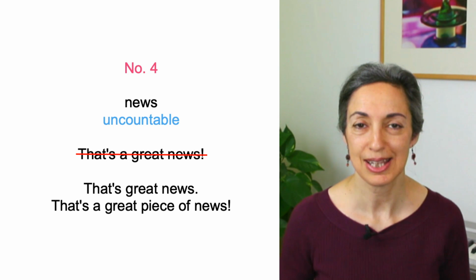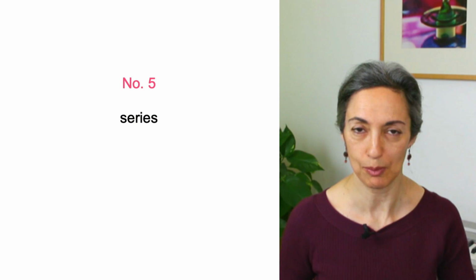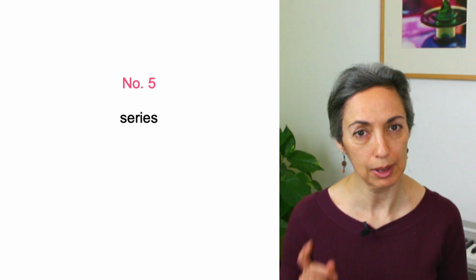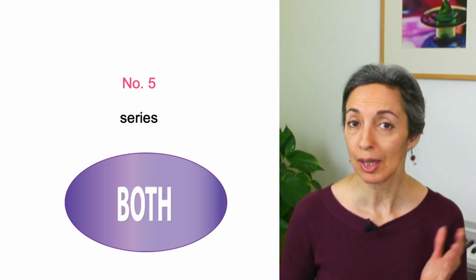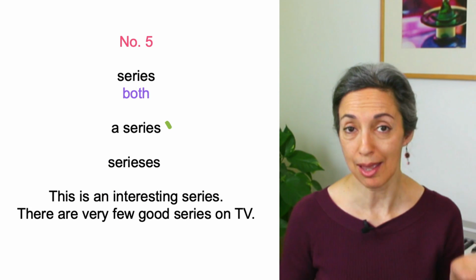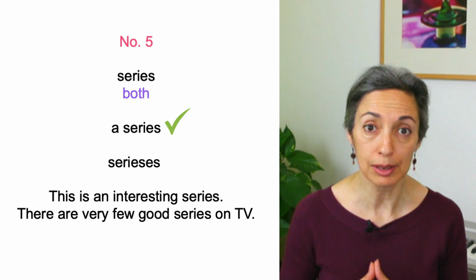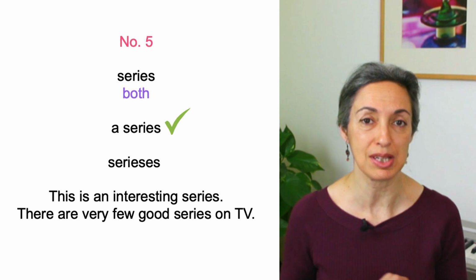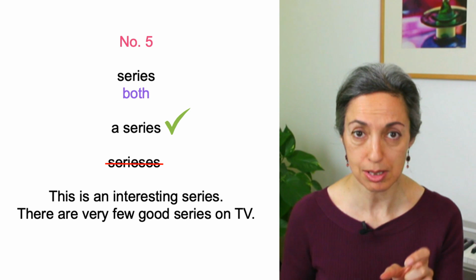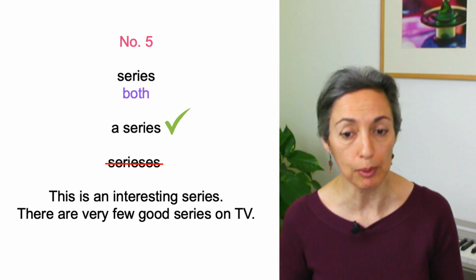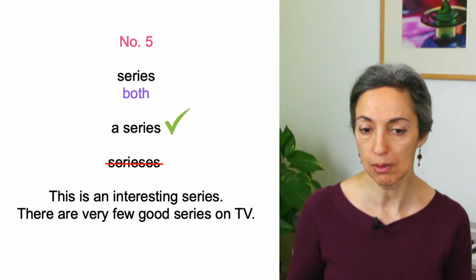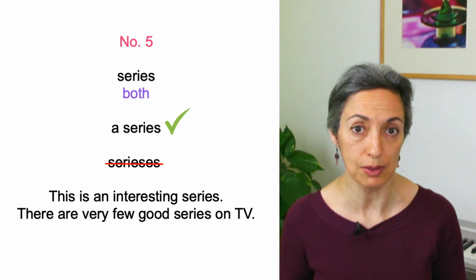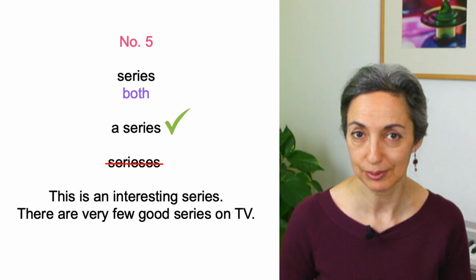The next word is series. That's a tricky one. Do you think it's countable or uncountable? It's actually both. You can put a with it, say a series, but you can't make it plural. You can't say serieses. So the word series is both singular and plural. You can say this is an interesting series, or there are very few good series on television.